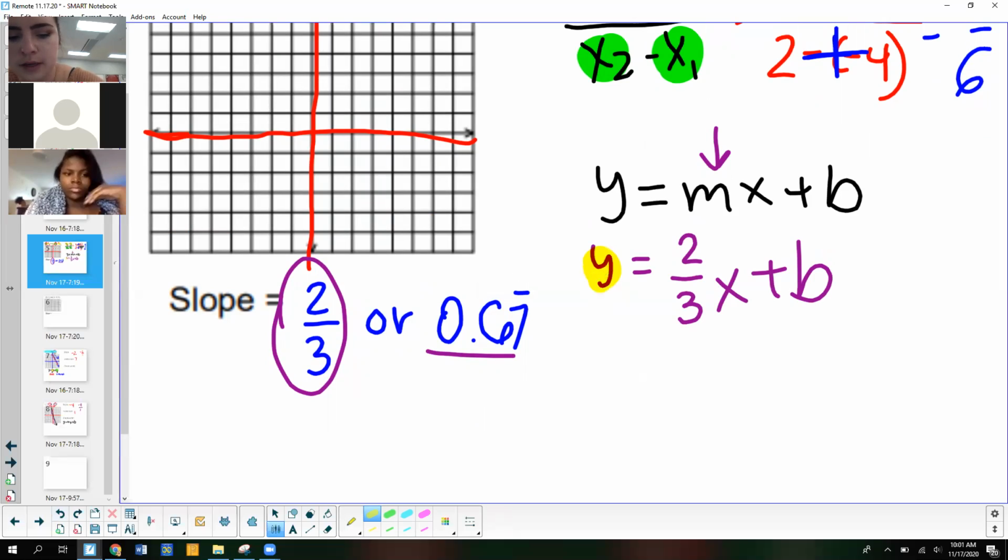We are going to do our y value and our x value in for b, or for y and x.